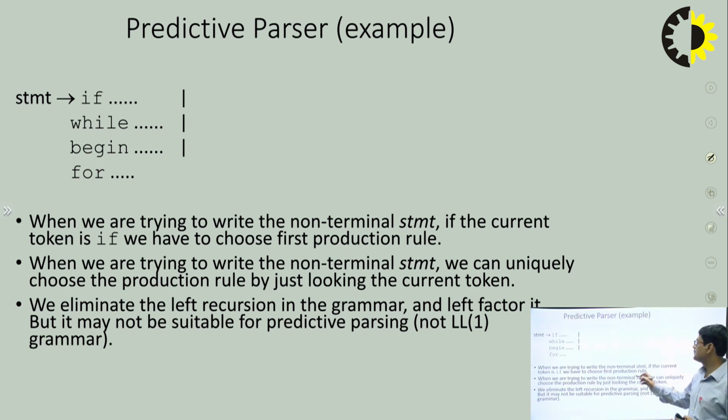So when we try to write the non-terminal statement, if the current token is if, we have to choose the first production rule. There are two methods used for finding out first and follow for developing this predictive parsing table. When we try to write the non-terminal statement, we can uniquely choose the production rule by just looking at the current token. We eliminate the left recursion in the grammar and left factor it, but it may not be suitable for predictive parsing. This particular grammar is specifically not suitable because it already has ambiguity, it is an ambiguous grammar. That's why it is not suitable.